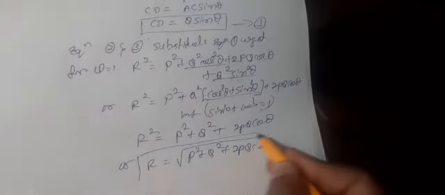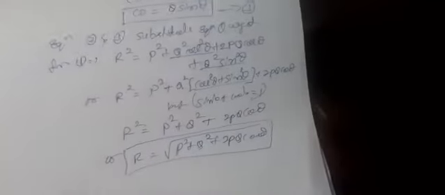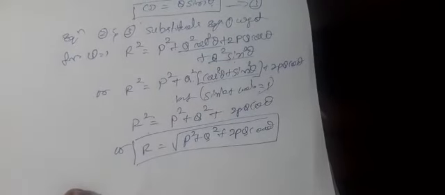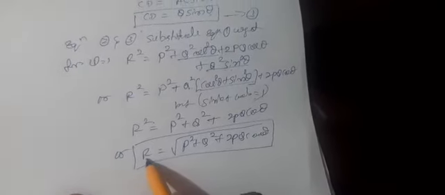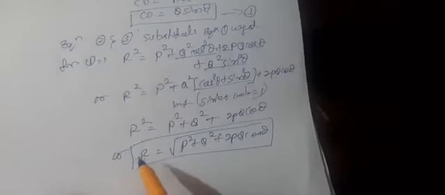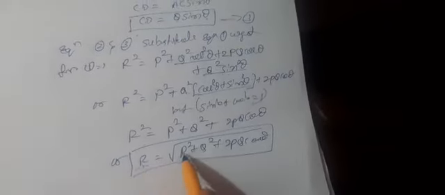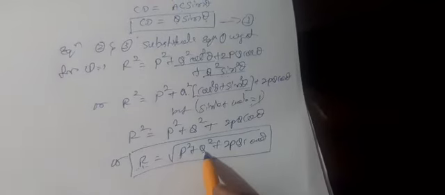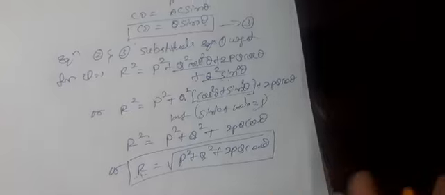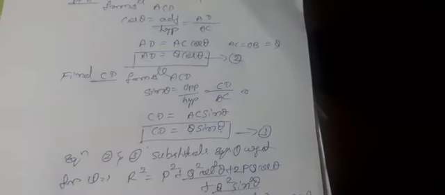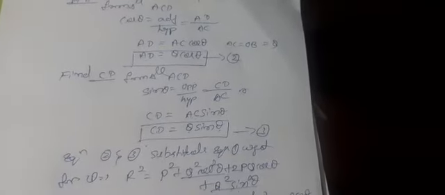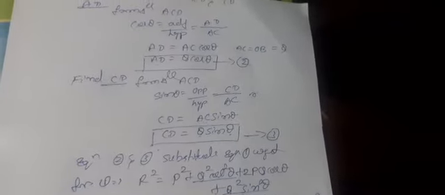This is the expression for what? The magnitude of a resultant, where capital R is called the magnitude of resultant, p and q are the two vectors, and theta is the angle. That is the expression for the magnitude of a resultant. Once again, listen: what is the expression for the magnitude of resultant?